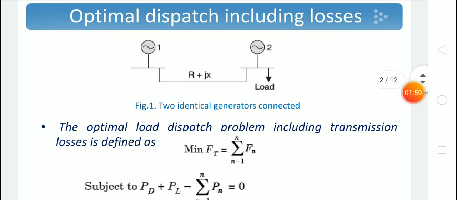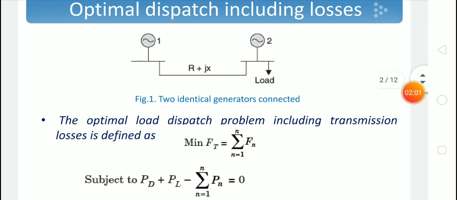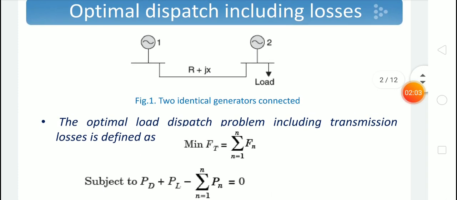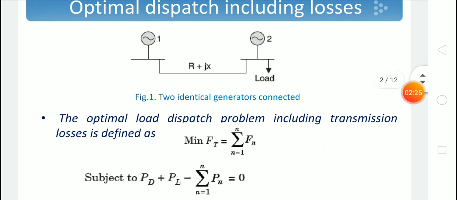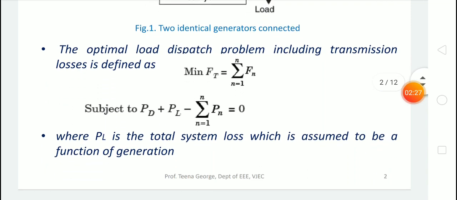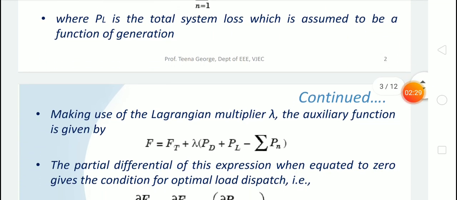This is subject to the constraint that total generation should be equal to total load demand plus losses. In the last case, we considered total generation equal to the total load demand. Here we have considered total generation, sigma n equal to 1 to n, Pn equal to Pd plus PL, or Pd plus PL minus sigma n equal to 1 to n, Pn equal to 0, where PL is the total system loss.